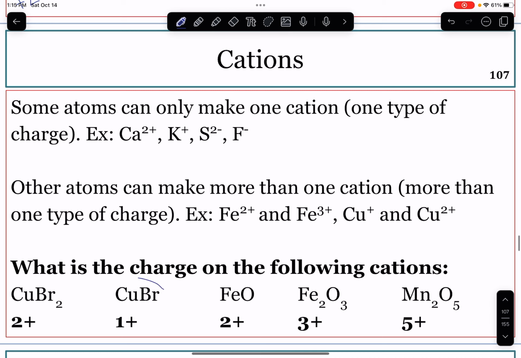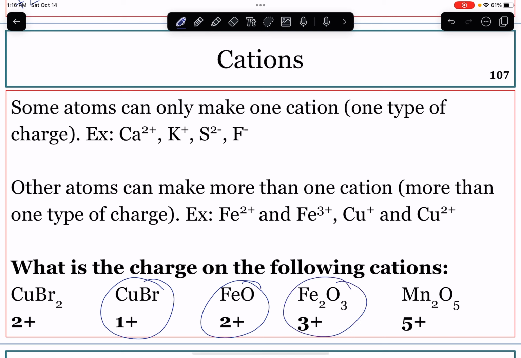Here's the answers. In this compound, we only have one bromine with a -1 charge, therefore the copper must be a +1. In this compound, oxygen always only makes a -2, therefore the one iron must equal +2. In this compound, we have 3 oxygens, each making a -2, so the total is -6. The 2 irons then must equal +6, making each iron a +3.